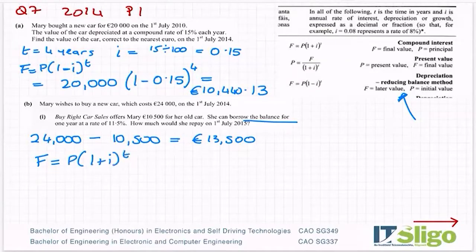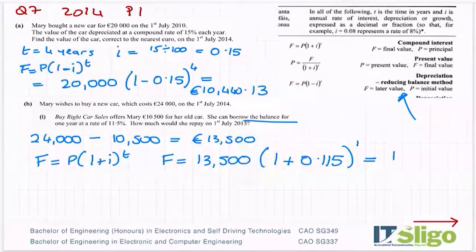Okay, we can use this formula if you wish. So how much would she repay? Well, she is starting off with 13,500. Her interest rate is 11.5, so as a decimal, it's 0.115, to the power of 1. Okay, 13,500, 1 plus 0.115, close your bracket, to the power of 1. So I'm making that 15,052.50.